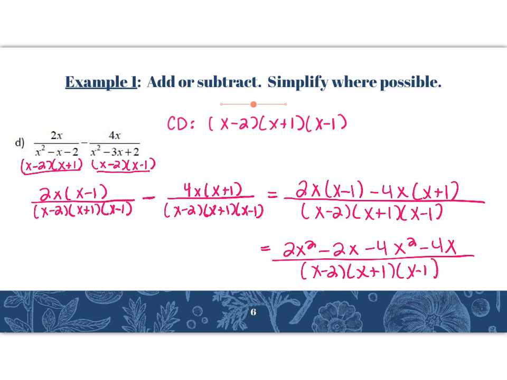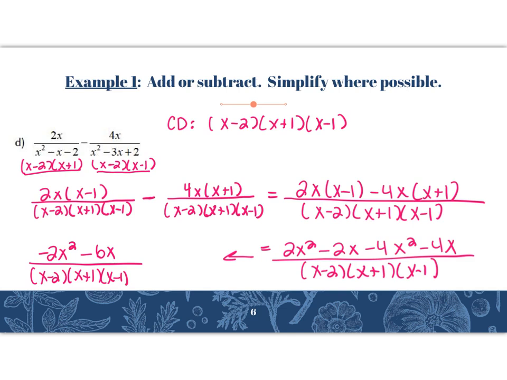And now combine your like terms in the top. I know I'm going backwards, but sorry, I'm going to go to the left. So 2x squared minus 4x squared is negative 2x squared. And then minus 2x minus 4x is minus 6x, all over x minus 2 times x plus 1 times x minus 1. And now let's see if we can factor that numerator.